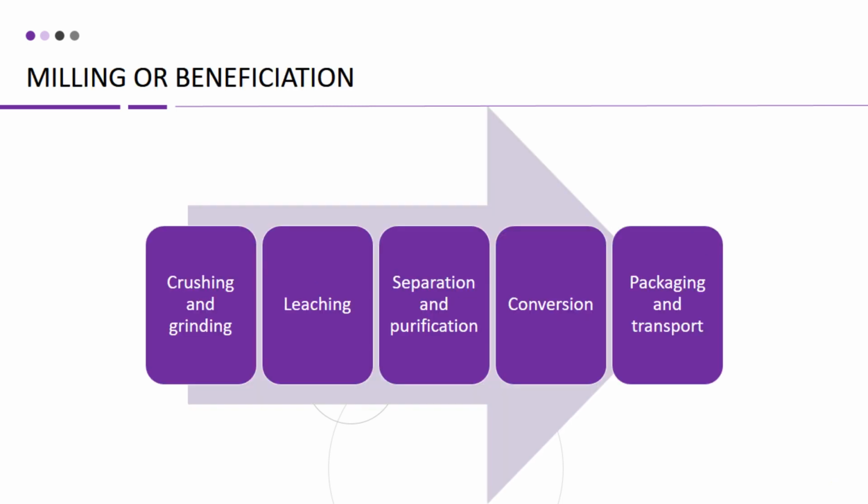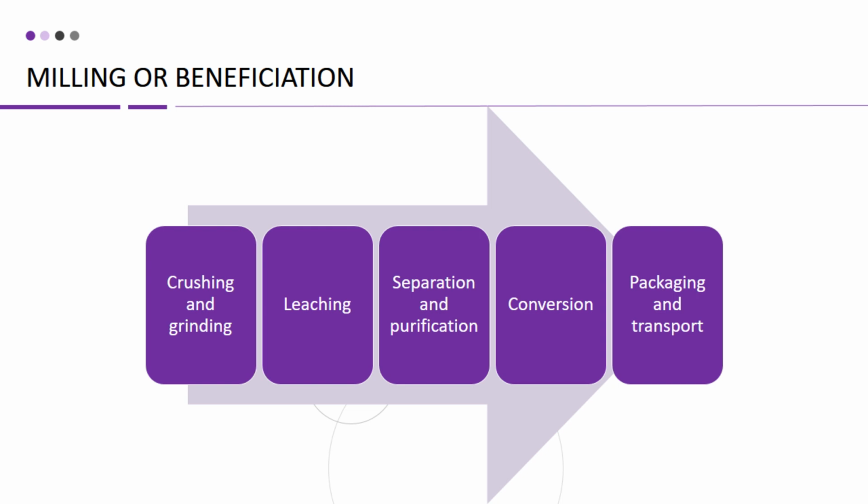After uranium ore is extracted through mining, it is typically transported to a milling or beneficiation facility for further processing. The goal of milling or beneficiation is to extract the uranium from the ore and convert it into a form that can be further processed to produce nuclear fuel. The milling or beneficiation process involves several steps. The first step is crushing and grinding.